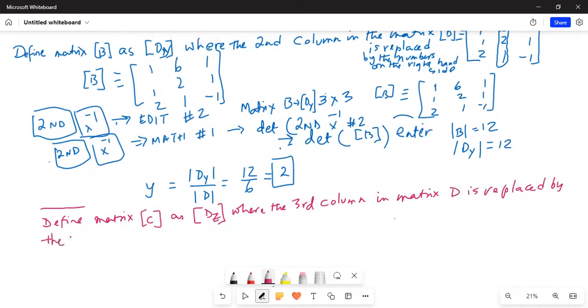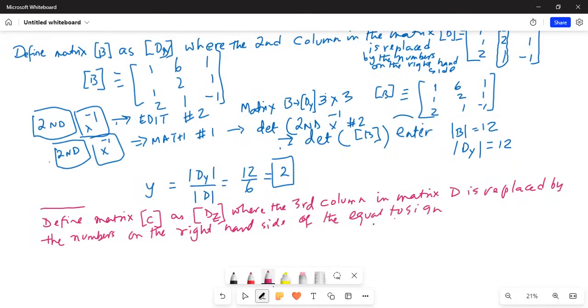By the numbers on the right-hand side of the equal to sign. On the right-hand side of the equal to sign.